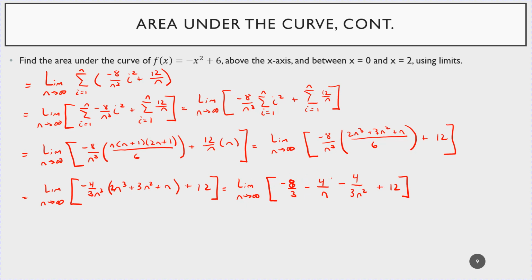Okay, so look, the limit as n goes to infinity: this goes to 0, this goes to 0. So it's just negative 8/3 minus 0 minus 0 plus 12. 12 becomes 36/3, so this is 28/3. And the actual area under this curve is 28/3. That's the actual area.